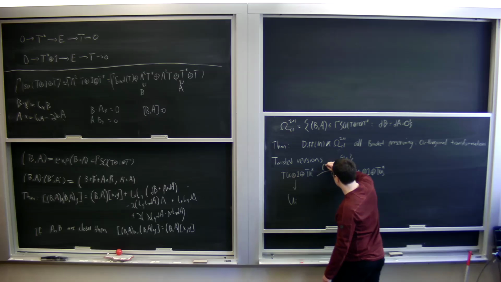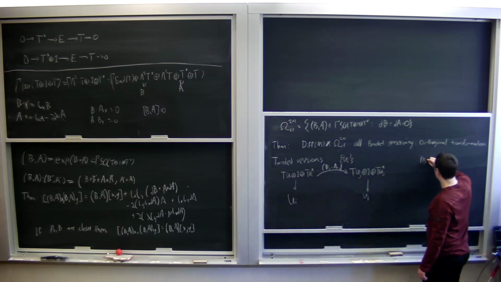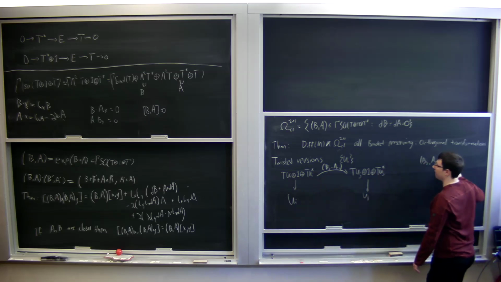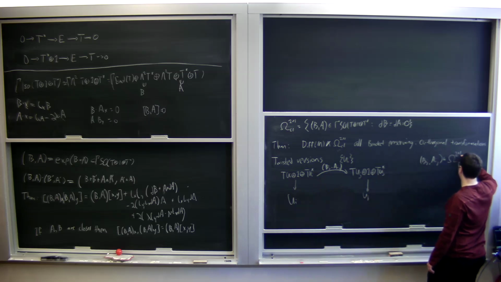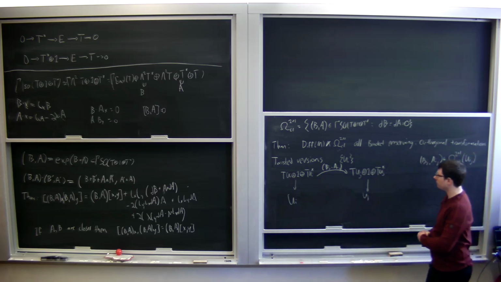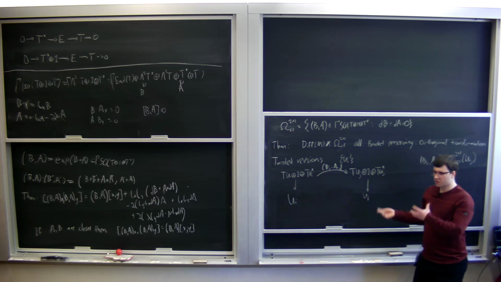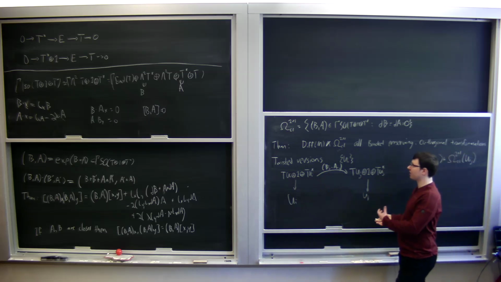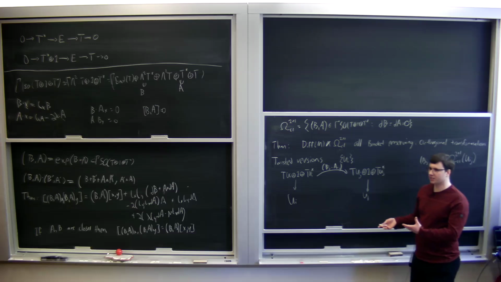So this will be B_ij, A_ij, where A_ij is in Omega 2+1 closed on U_ij. So this will map these. We can use this to glue these together in a way that respects both the inner product and the bracket structure. But it's not enough to just have these things on the double overlaps.